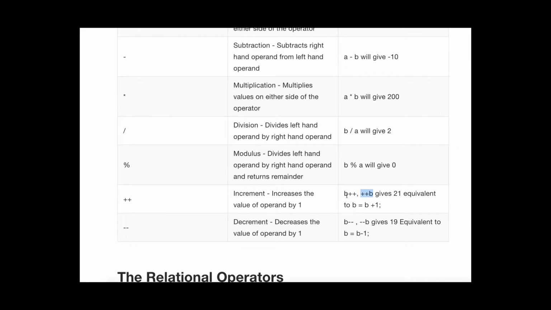One is after the variable, you can add the two symbols, or before the variable you can add the increment operator. Similarly, there is also a decrement operator which works in a very similar fashion, except instead of b is equal to b plus 1, this time it is equivalent to b is equal to b minus 1. And again, here also you have the two options, which is the decrement operator can be after the variable name or it can also be before the variable name.